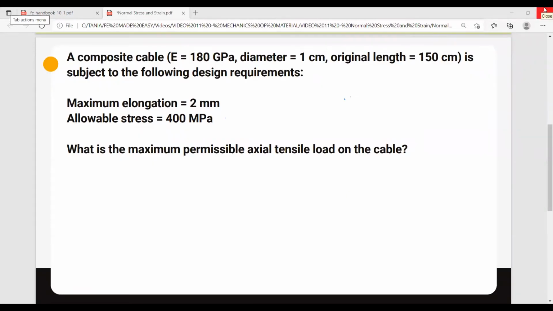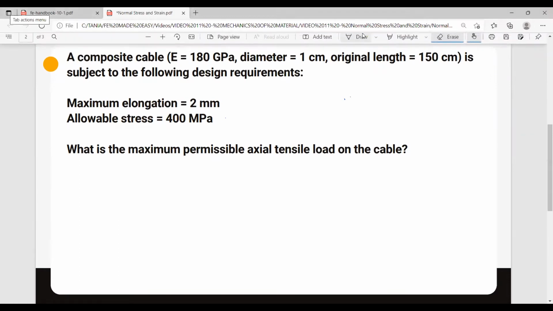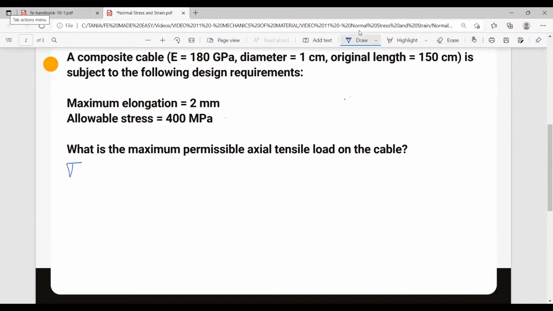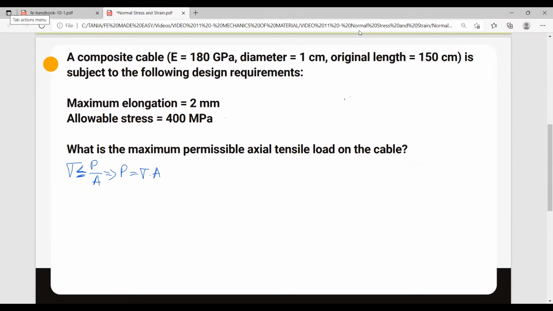Okay, let's calculate the load due to allowable stress. So the formula says the stress equals the load over the area. From here, we will calculate the load, which is equal to the stress times the area. Let's calculate the load. So our stress is 400 megapascals.